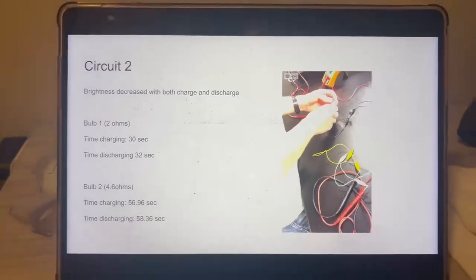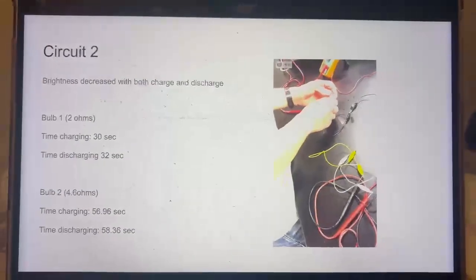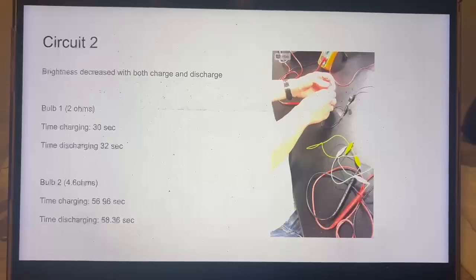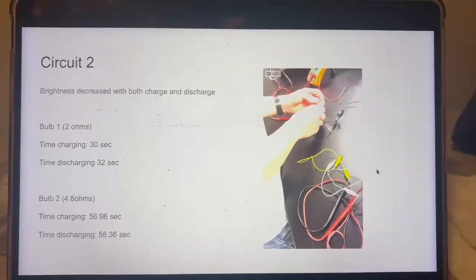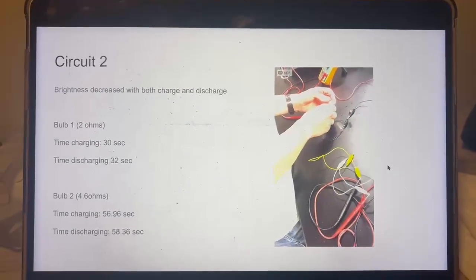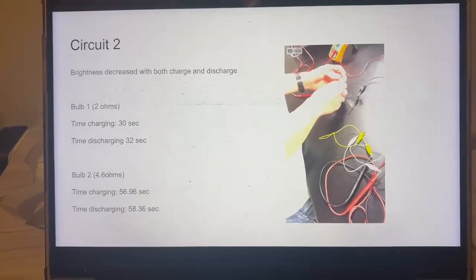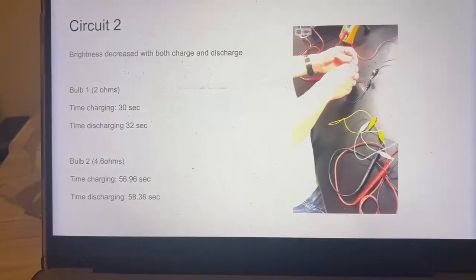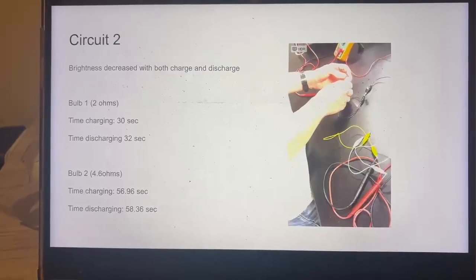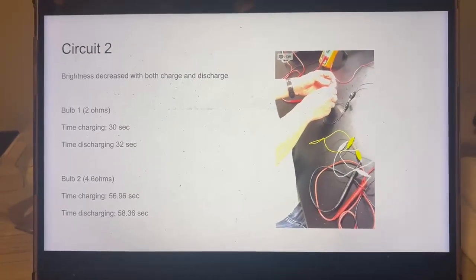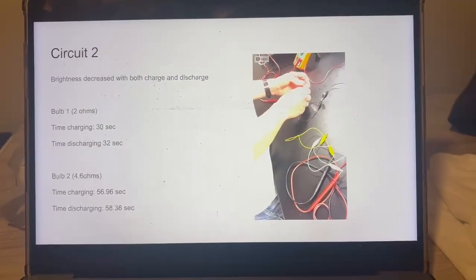For our second circuit, this is the RC circuit, and we found that the brightness decreased with both the charge and the discharge. And so bulb 1, 2 ohms, the charging time was 30 seconds, discharging time 32 seconds. Bulb 2 was 4.6 ohms and thus took longer. Time charging was 56.96 seconds.